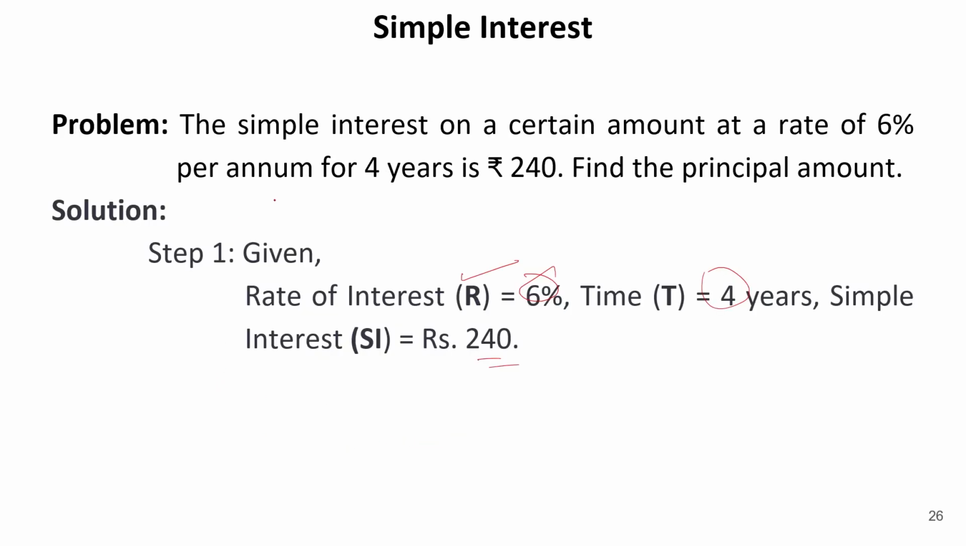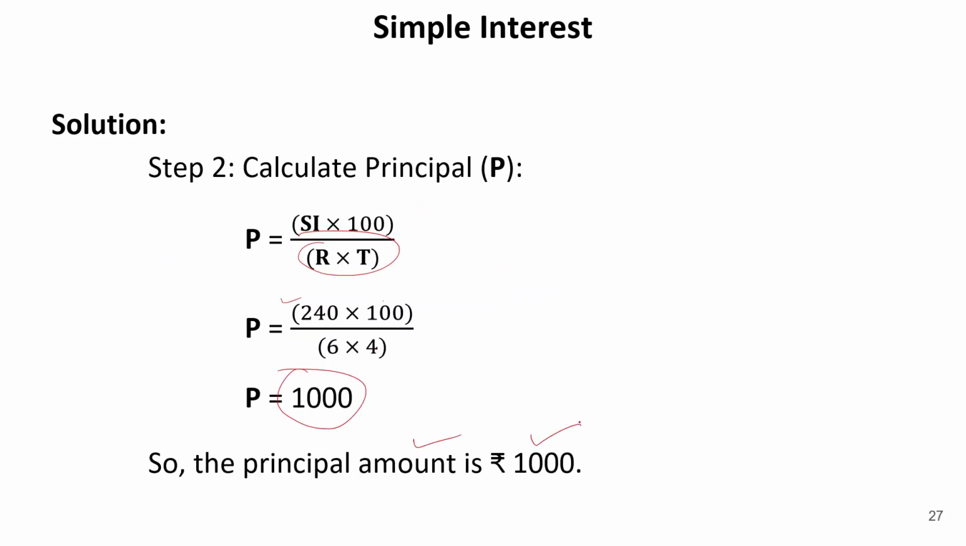So if you are given this kind of financial situation where you need to calculate the simple interest, if you are given an amount at 6% per annum for 4 years and the simple interest is 240, then what was your principal amount? The principal amount was 1000 rupees.